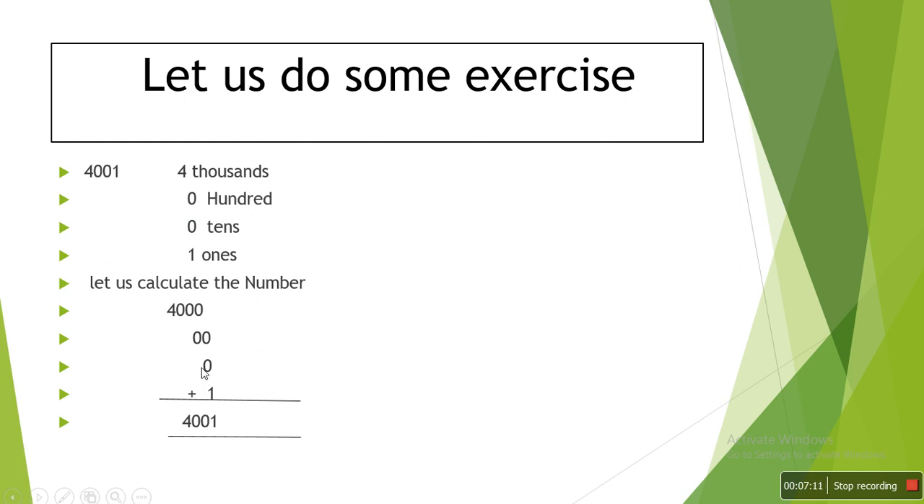You may ask me, why have we written 0 over here? Because 0 is situated in the tens place, that's why we have written 0. 1 is in ones place, so we write 1. Again you will add the following numbers: 4000, 0, 0 and 1. So 4001, then you will find the same number that we have expanded.